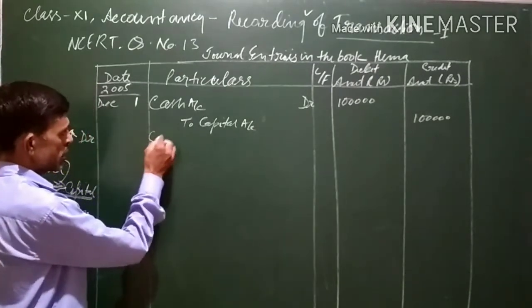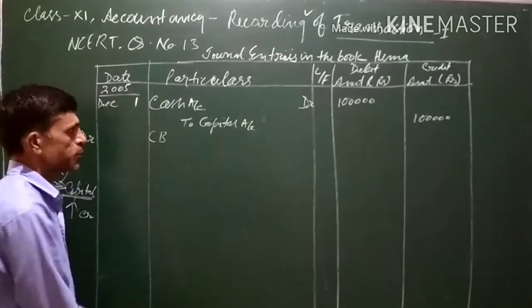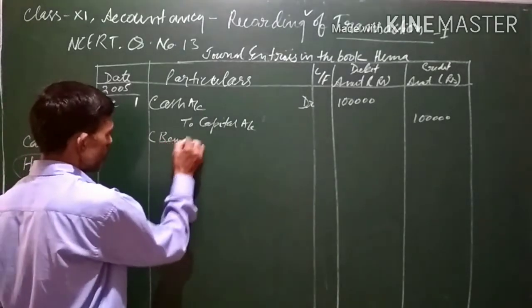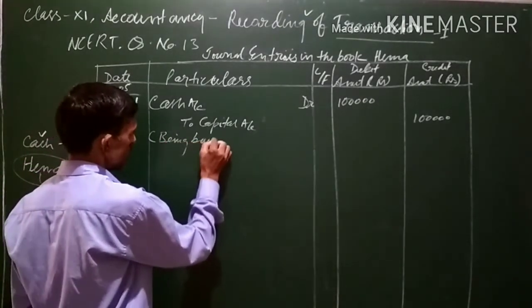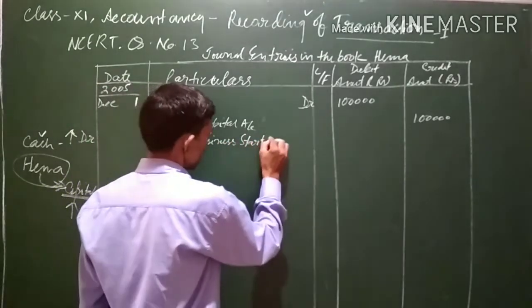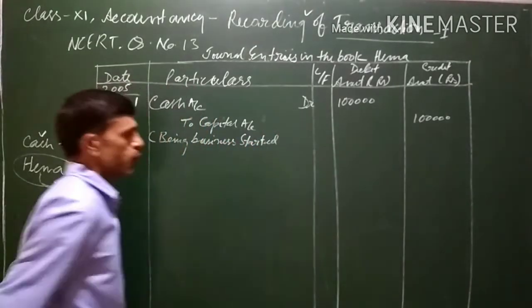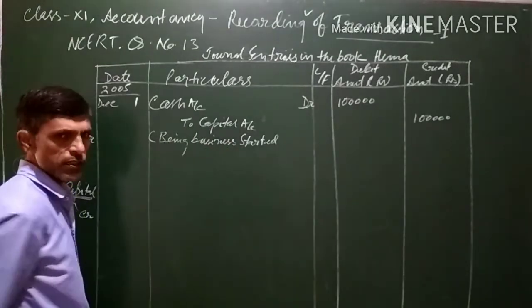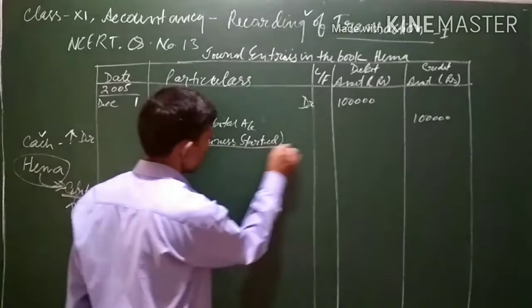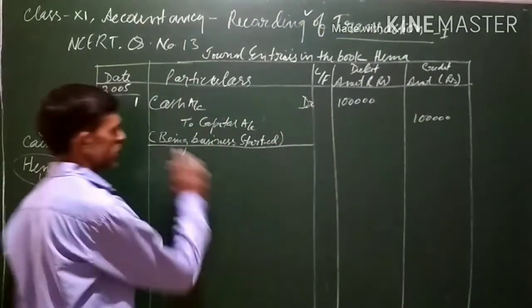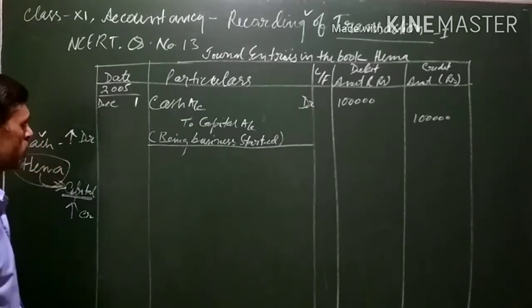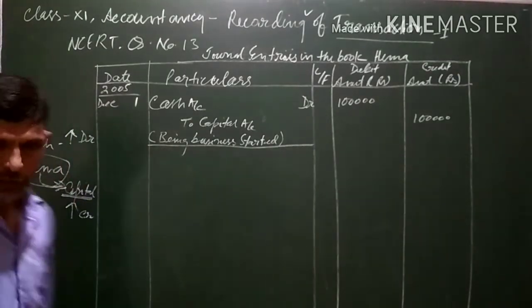After the journal entry has been passed, we write a brief description of whatever entry we have passed. This is business being started. You can write in short, being business started by Hema with rupees 1 lakh cash. You can write this way also. After the narration is written, you have to draw one line below the narration. Now come to the next journal entry.